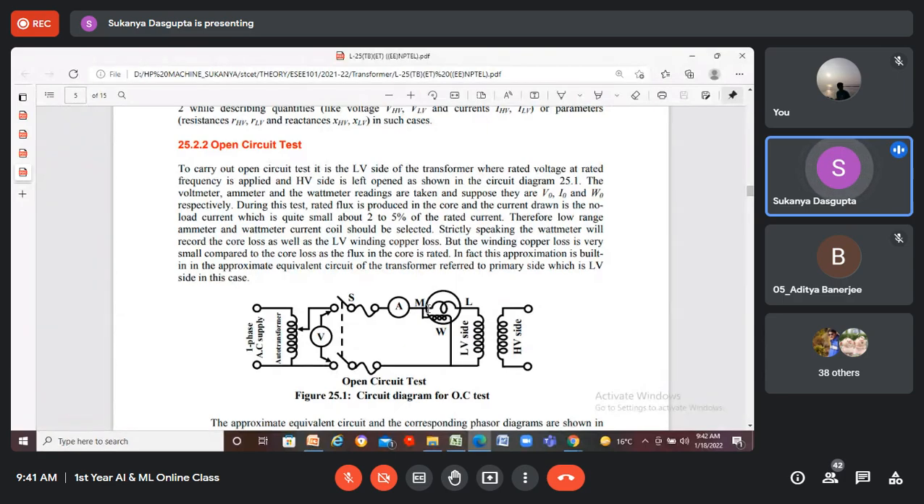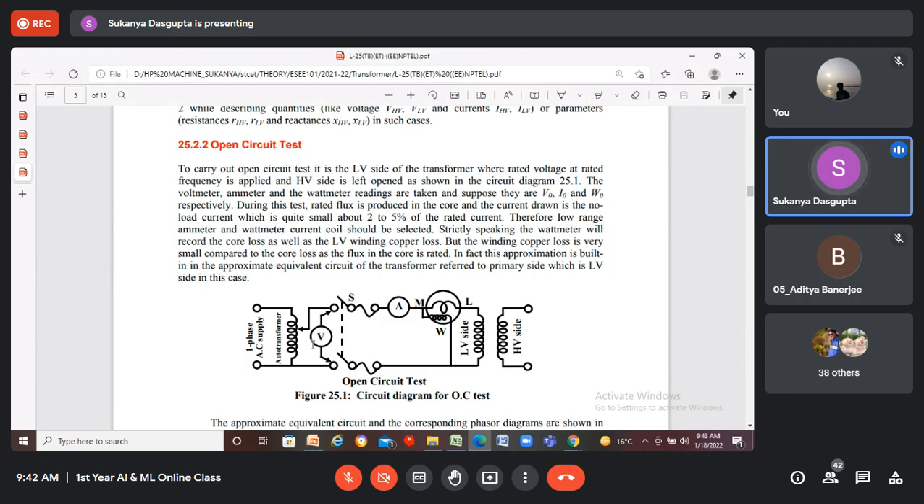And obviously this should be a unity power factor wattmeter, mostly the electrodynamometer type, where we measure power by multiplying only the voltage reading and the current reading, assuming the power factor as unity, because the true power is actually VI cos phi. So the wattmeter reading will be just the product of RMS voltage and RMS current, right?